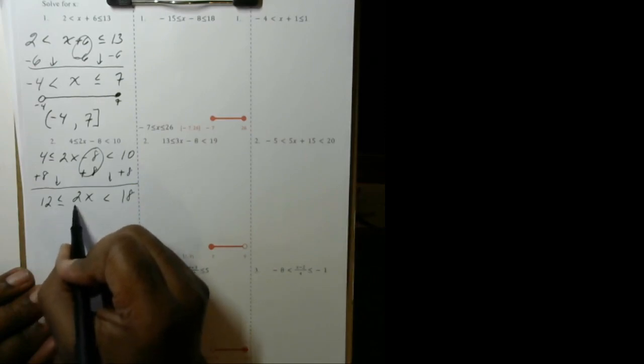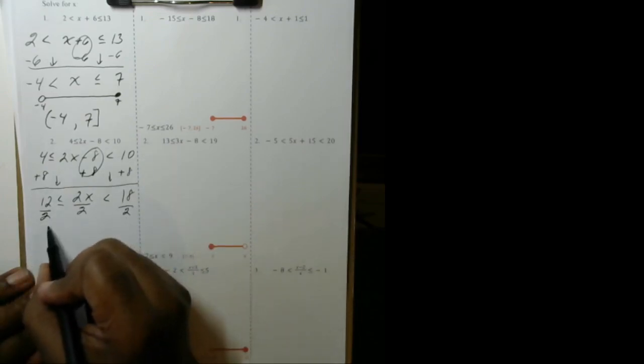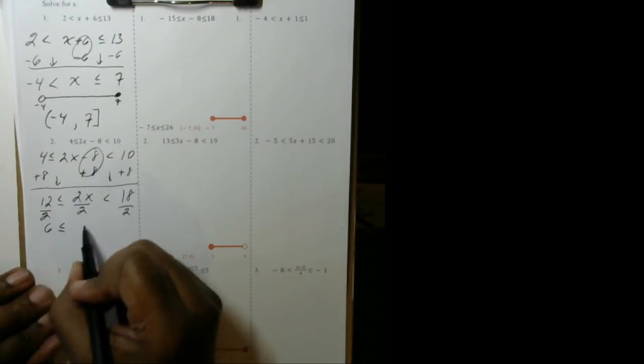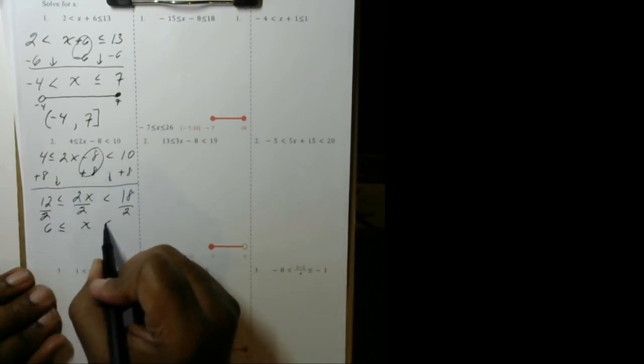Now, further, to get x by itself, we're going to divide by 2. So I'll have to divide by 2 here in the middle. And whatever I do to the middle, I do to the other ends. So this gets divided by 2, and this gets divided by 2. We end up with 6 is less than or equal to 1x less than 9.